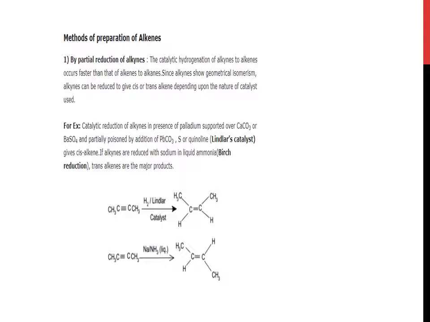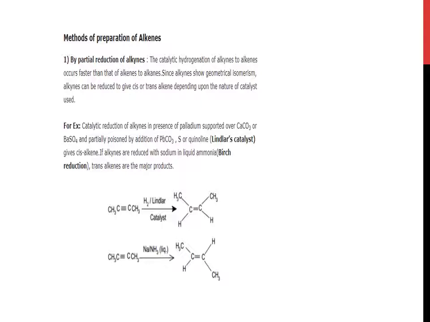Since alkenes show geometrical isomers, alkynes can be reduced to give cis or trans alkenes depending upon the nature of the catalyst used. For example, catalytic reduction of alkyne in presence of palladium supported over calcium carbonate or barium sulfate and partially poisoned by addition of lead carbonate, sulfur or quinoline, which is called Lindlar's catalyst, gives cis alkene. If alkynes are reduced with sodium in liquid ammonia, that is Birch reduction, trans alkenes are the major product.